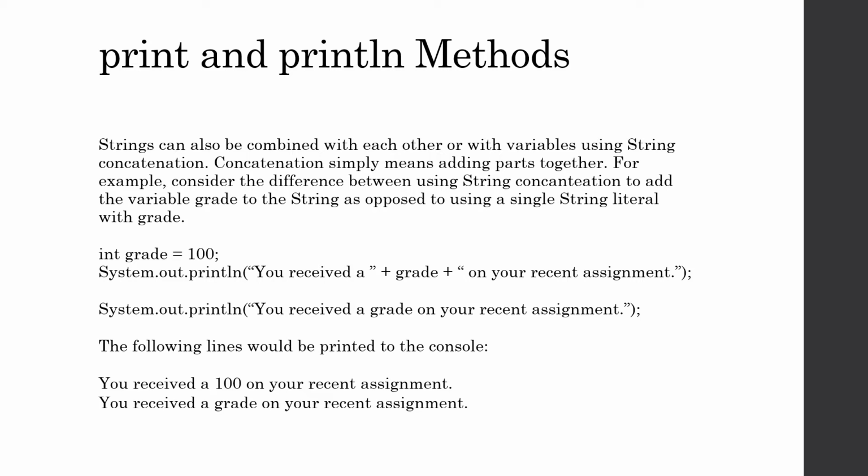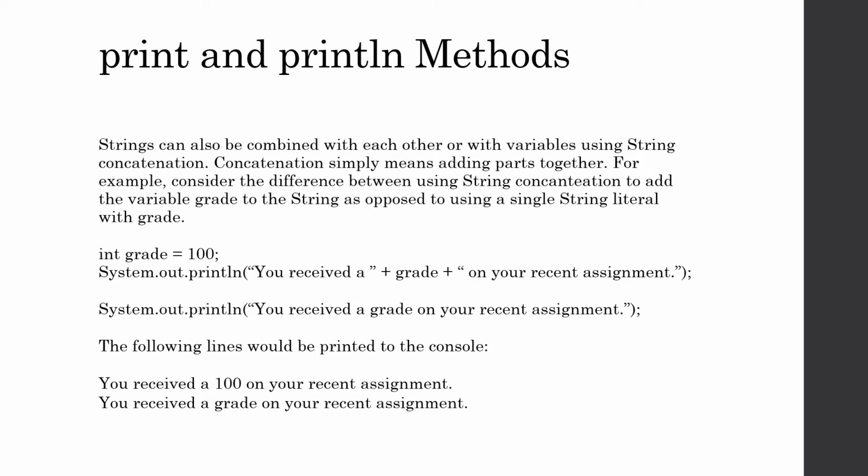For example, we could consider the difference between using string concatenation to add the variable grade to a string, as opposed to just using a single string literal with grade. So right here, we can see we've got this integer grade. We've set it equal to 100, so we've assigned that value to it. We then have system.out.println, and we say "you received a", and then we put grade into our print statement. But you'll see the grade itself doesn't have those double quotes around it, so that's going to be the variable grade and not the literal word grade. You'll also see the plus signs on each side of it. So you'll see how we are taking a string literal at the beginning, we're adding the variable to it, and then we're going to add another string literal at the end, "on your recent assignment".